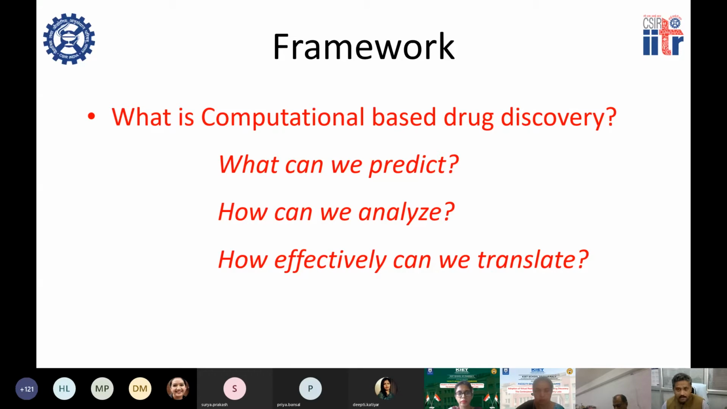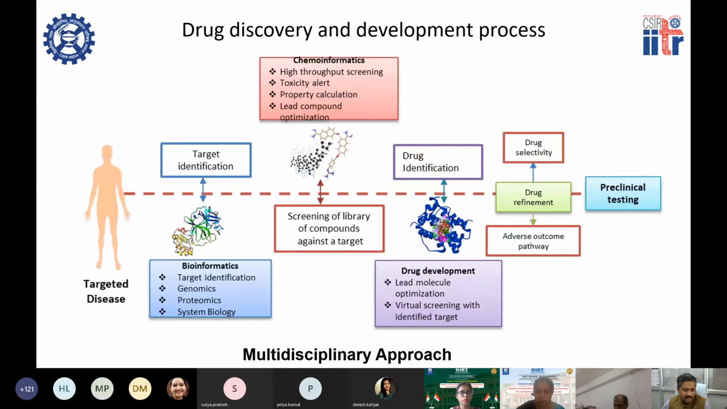So computational based drug discovery: what we can predict, how we can analyze, how efficiently we can translate them. These are the key questions from when we started doing this kind of work. When you look at the pipeline, as I said earlier, you definitely need a multidisciplinary approach, not only a single domain based interest. And that's what I was trying to cover from the beginning.